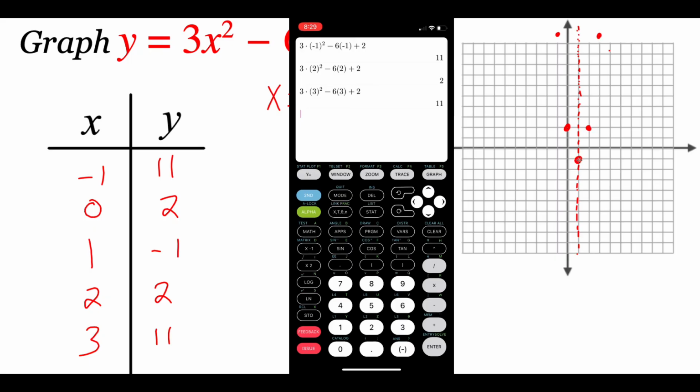So then I want to take those 5 points and connect them to get my U shape for that parabola the best we can. That's going to be it for this video.